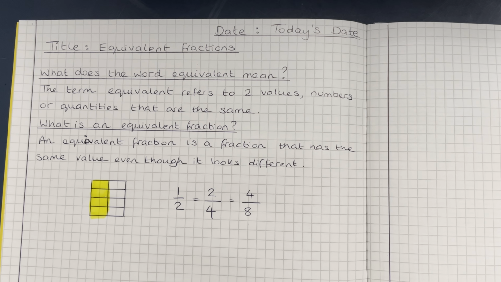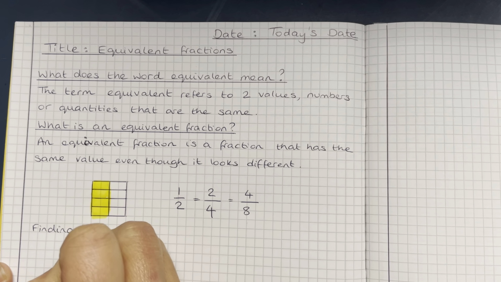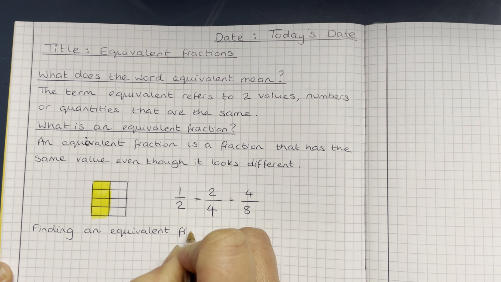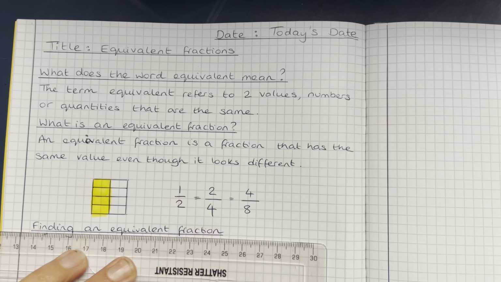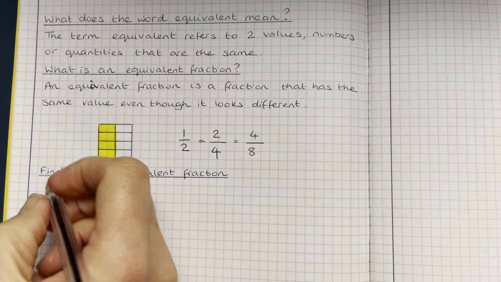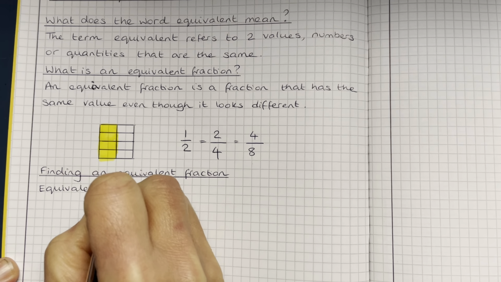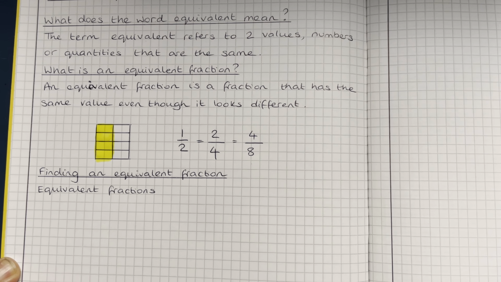How do we find them? So next subheading, finding an equivalent fraction. Okay. So, another sentence in our books. Equivalent fractions, they can be found by either multiplying or dividing both the numerator and the denominator by the same number.